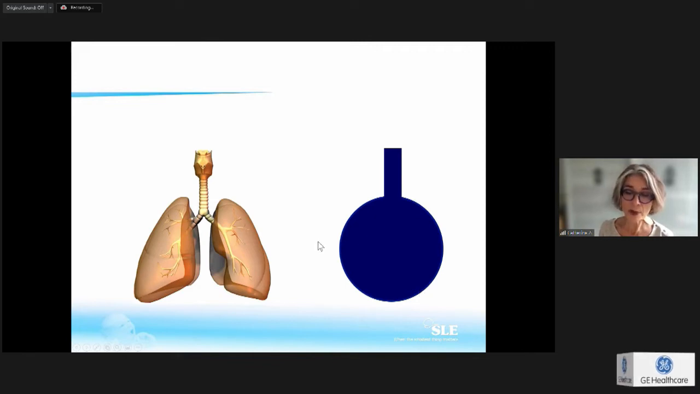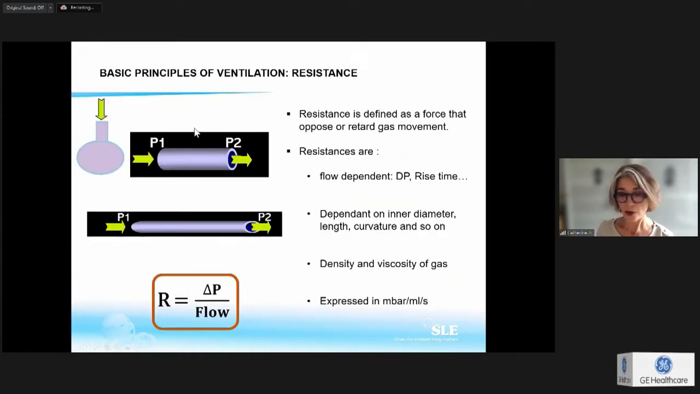Of course, it's very simplistic, so if you have a disease, it won't work exactly the same. But it's just to help us understand the different principles that we have whenever we ventilate a patient. So the first parameter that you will have is the resistances. We talk quite often about resistances. What resistances are is the force which will oppose the movement of the gas.